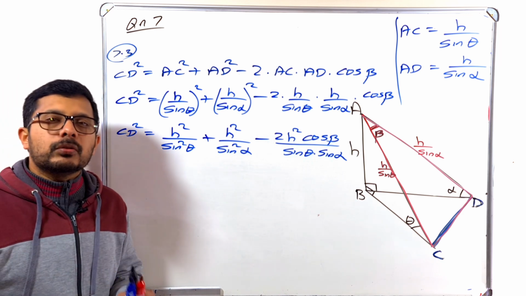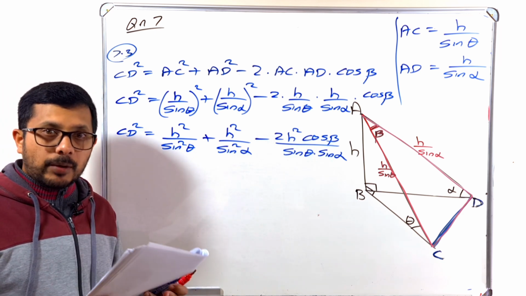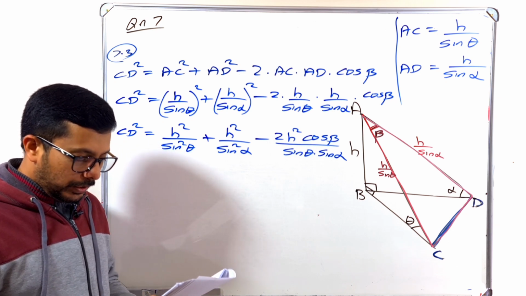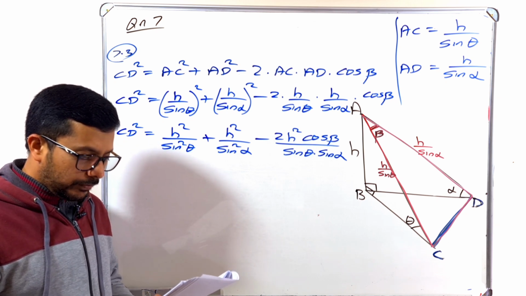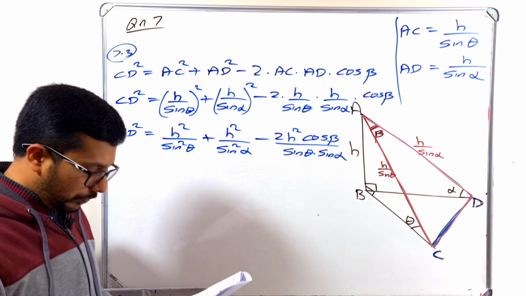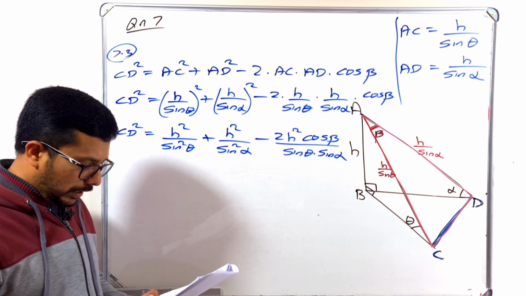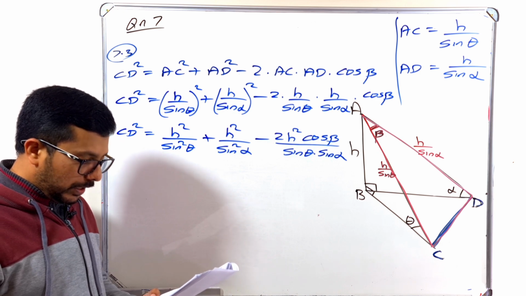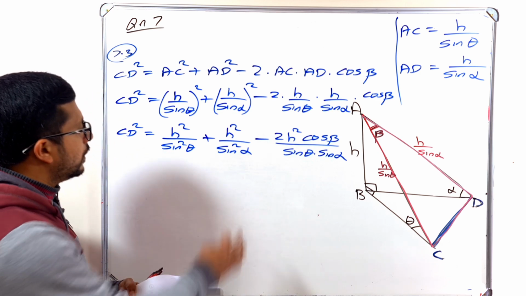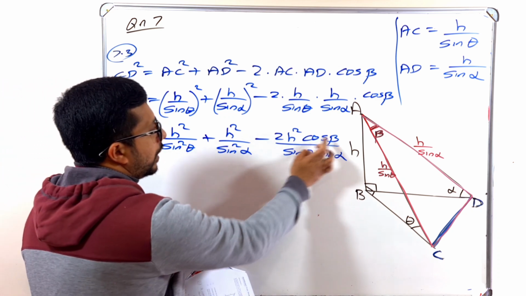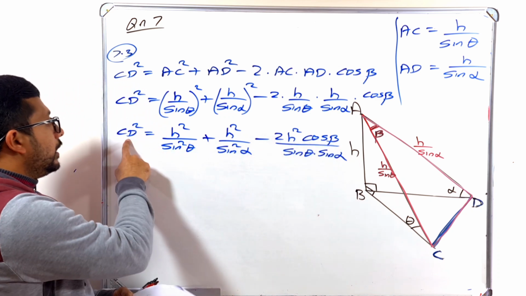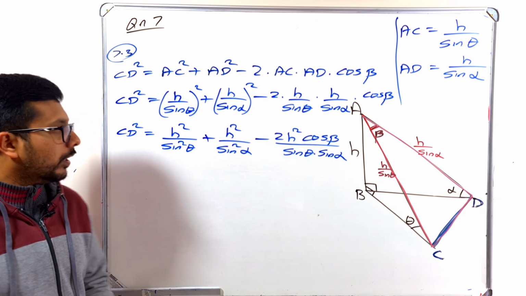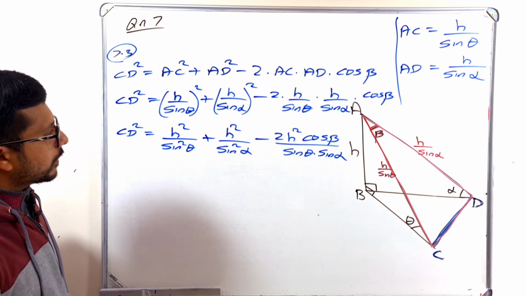You don't want to find a specific number as the answer. Okay, look at that question. Determine the distance between the two curves, which is the length of CD, in terms of alpha, theta, beta and h. So here you can see alpha, theta, beta and h. That is CD square. So what is CD? You have to square root that one.